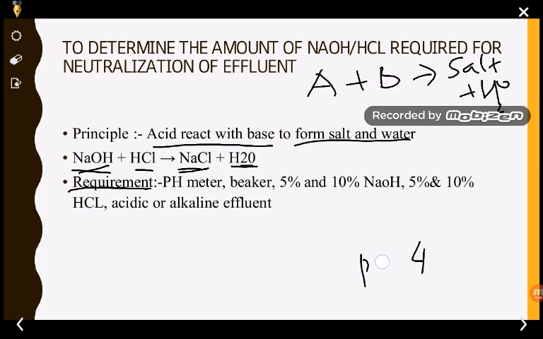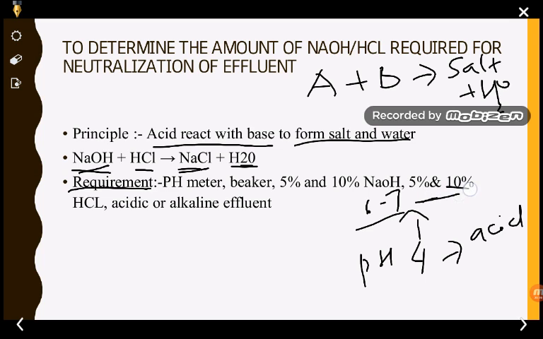So if the pH is 4, we can say that this water sample is acidic. Okay, so this is an acidic sample. Now what we have to do is maintain the pH. We have to increase the pH to 6 to 7. Consider we have to increase the pH to 7.